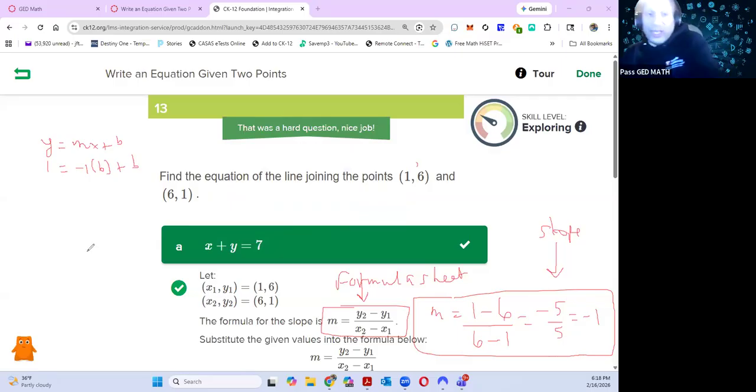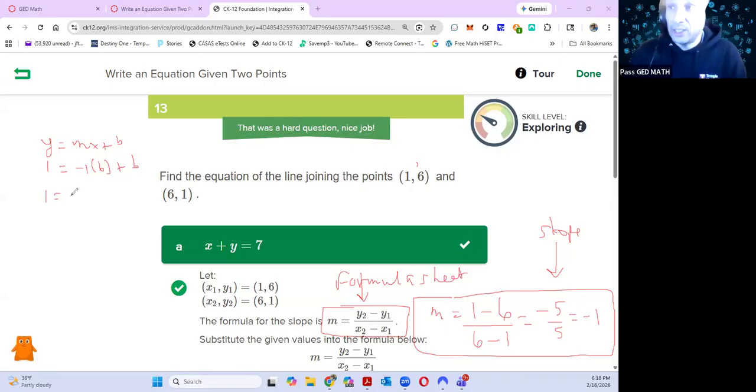Now, again, we got to solve for b, because b stands for the y-intercept. Remember, y equals mx plus b. m is my slope, b is my y-intercept. Those are the two things you need for an equation of a line. We already have the slope. So now we have to find the y-intercept. So we're plugging a point and the slope into that equation.